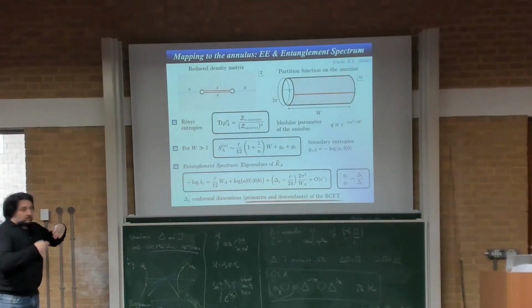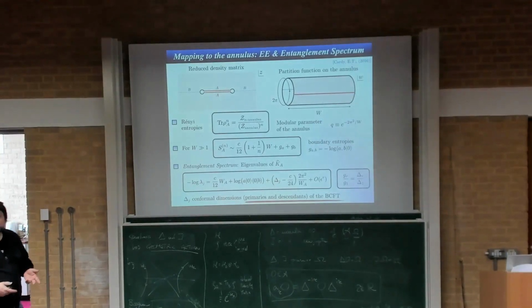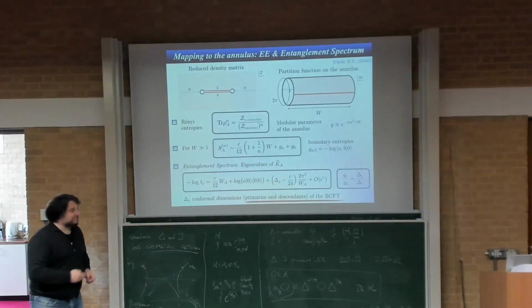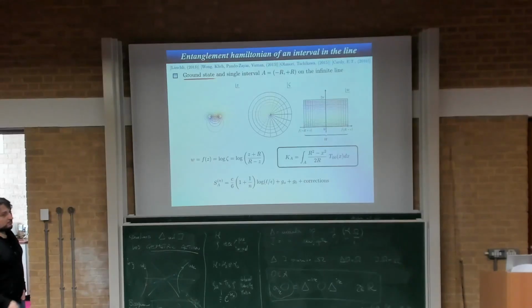So this goes in the spirit of going beyond entanglement entropy. If you look at the spectrum, you see the CFT spectrum. So in this bootstrap program, you look at the spectrum and you read off the conformal dimensions.